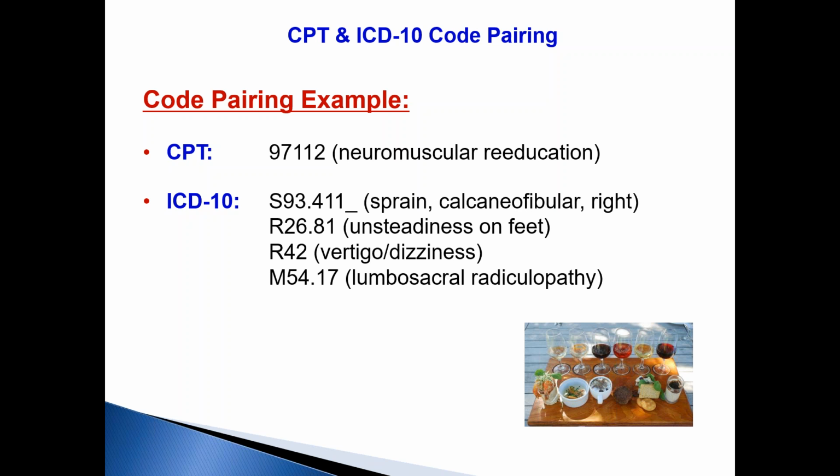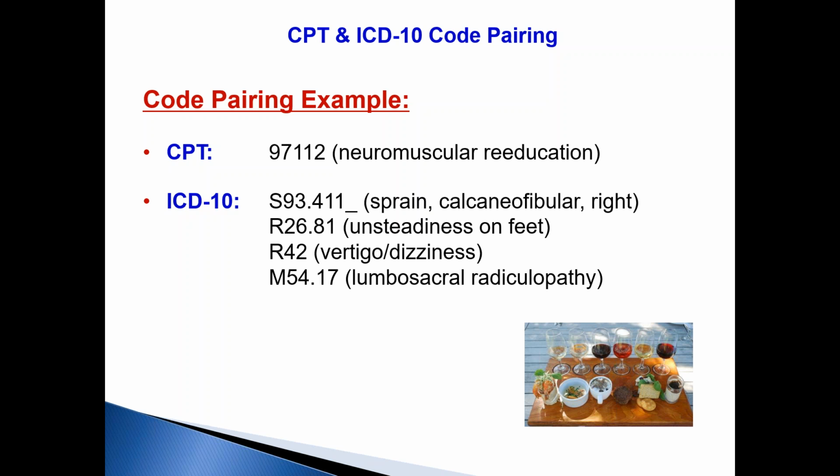Here's another one. 97112, neuromuscular reeducation. The purpose of that code is what? To improve balance, coordination, proprioception. So there's the justification. So the patient should have a lack of one of those things when they come in.